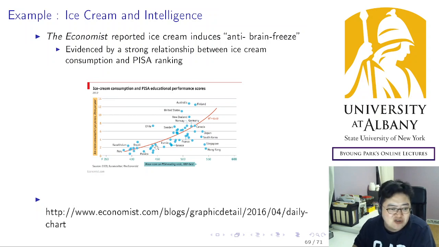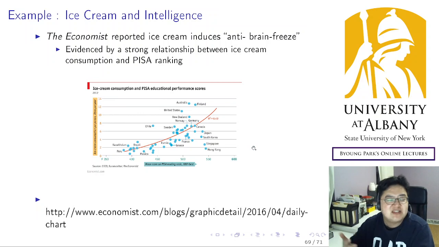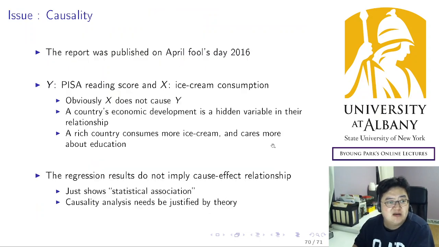It's not linear, as you can see. It's a little bit curved, so a more advanced technique is used, but the idea is the same. R squared is like 49%, which is really good. So nearly half of the difference in reading score is explained by ice cream consumption, right? It's amazing. Of course not.